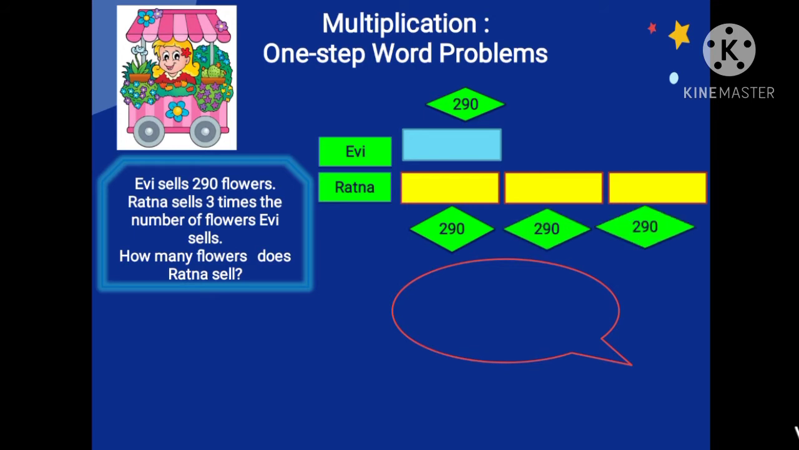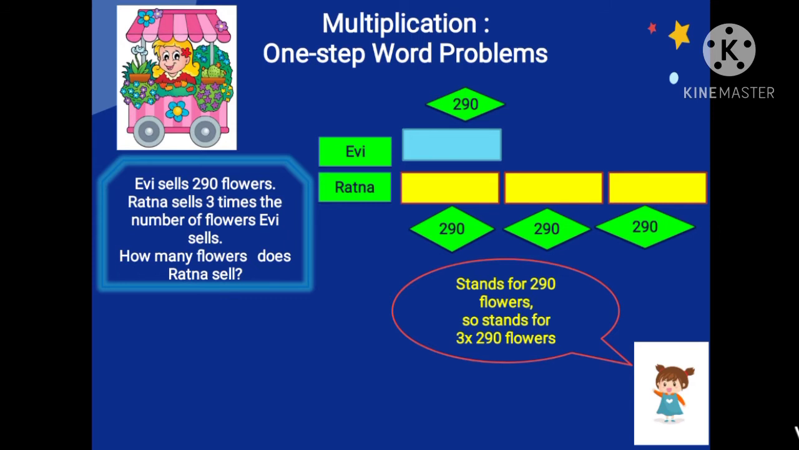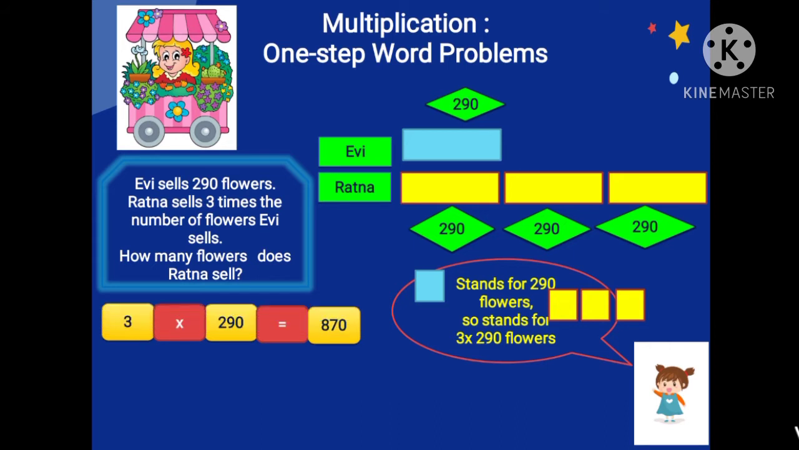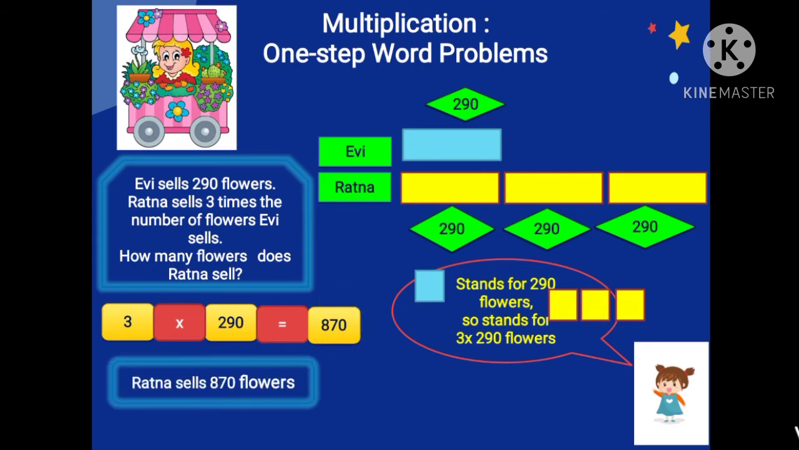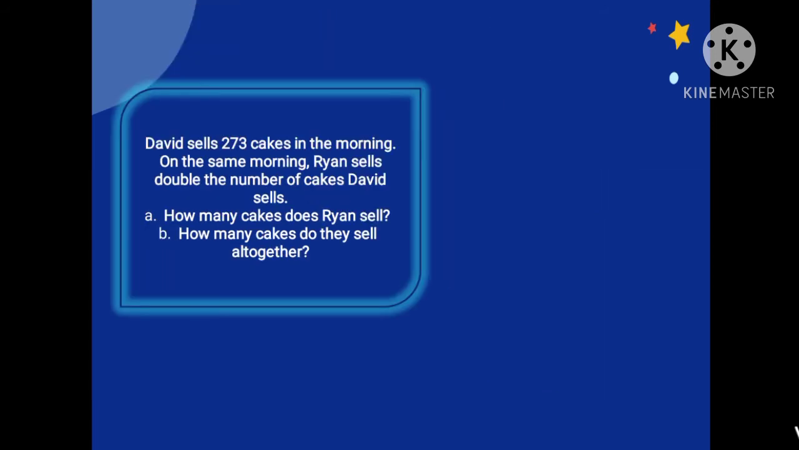So let's count it. Like one box stands for 290 flowers. So 3 boxes stand for 3 times 290 flowers. So let's do the multiplication. 3 times 290. The result is 870. So Ratna sells 870 flowers. That's how to do it.